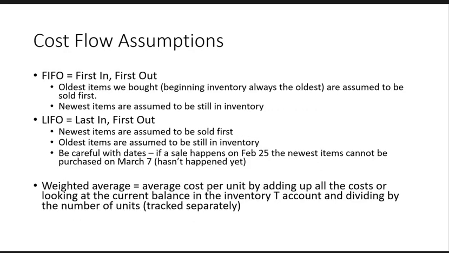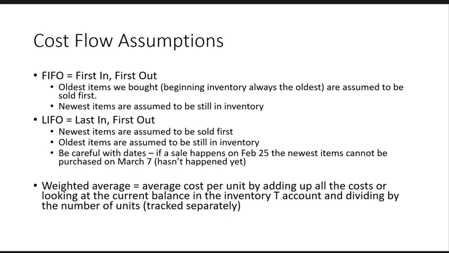So we have three cost flow assumptions: first in, first out, last in, first out, and weighted average. So first in, first out, or FIFO, we are going to assume we sold the oldest units, the ones we bought at the beginning of the month or the ones that were left over from last accounting period. That means the newest ones, the ones we bought most recently at the end of the month, are assumed to still be in inventory. This is an assumption because we cannot tell from looking at them which ones we're selling.